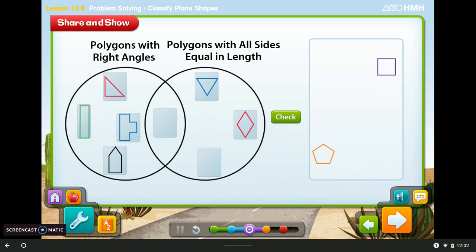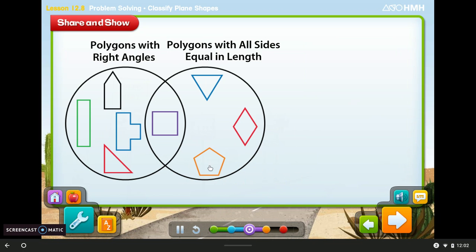And the reason that I skipped this square is because the square is actually the one in the middle. It does have right angles. It does have sides that all have equal length. So that is my friend that goes in the middle. Come on, Mr. Pentagon. So if we were to check this, we obviously can see now that our pentagon goes right there. We knew that. I don't know why it wasn't letting me drag and drop it, but we have all of these shapes.